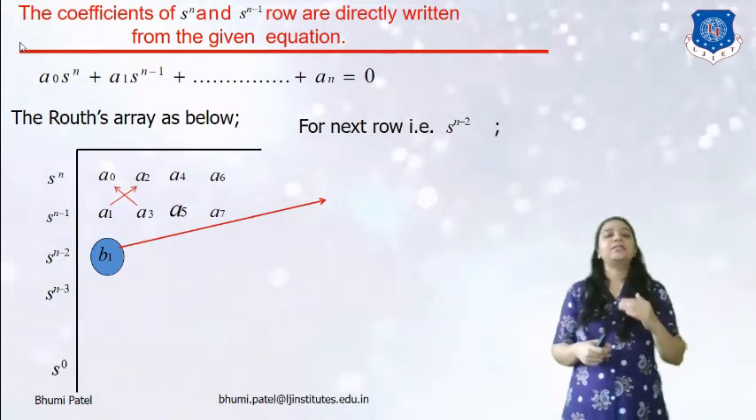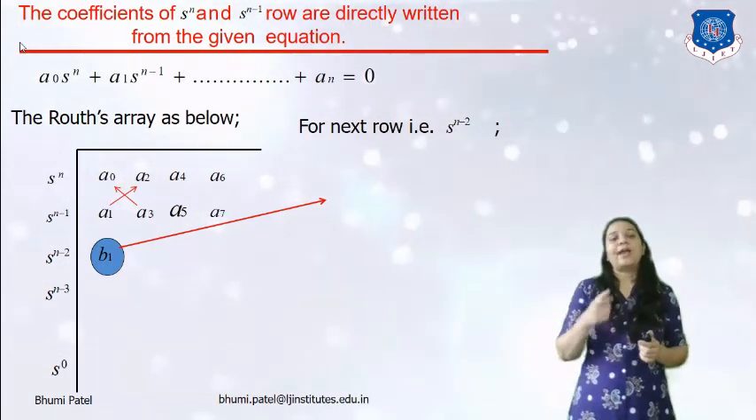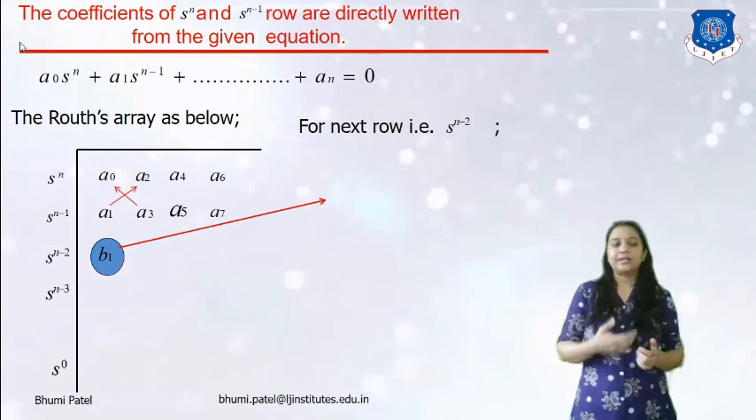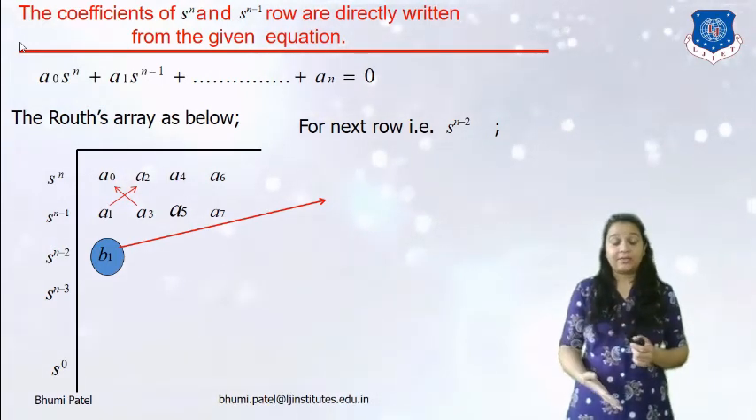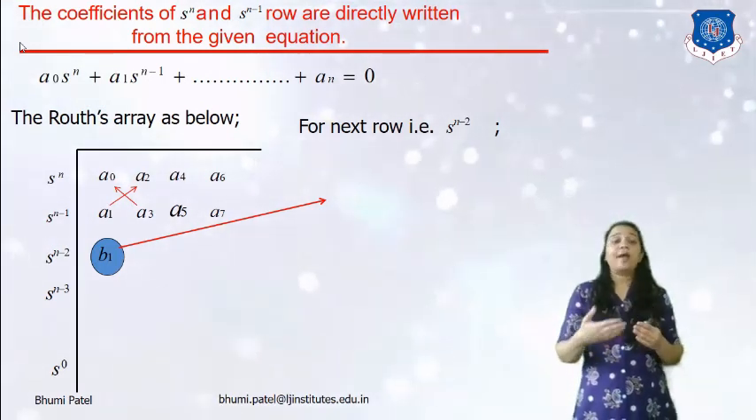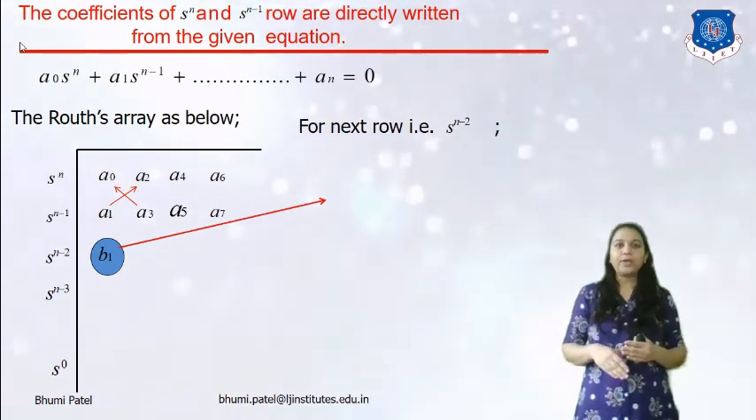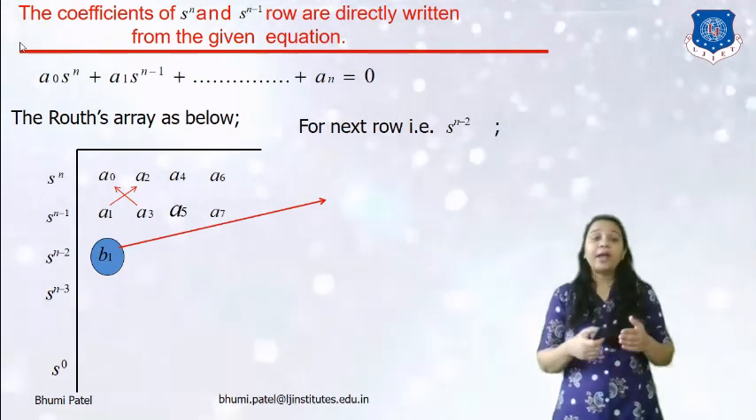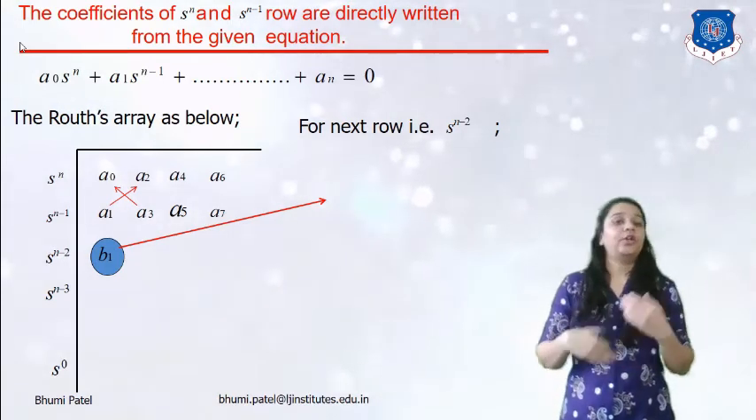Now we can decrease the power of s: s raised to n minus 1, s raised to n minus 2, s raised to n minus 3, up to s raised to 0. Okay, now in this table we have to write the coefficients of the system.